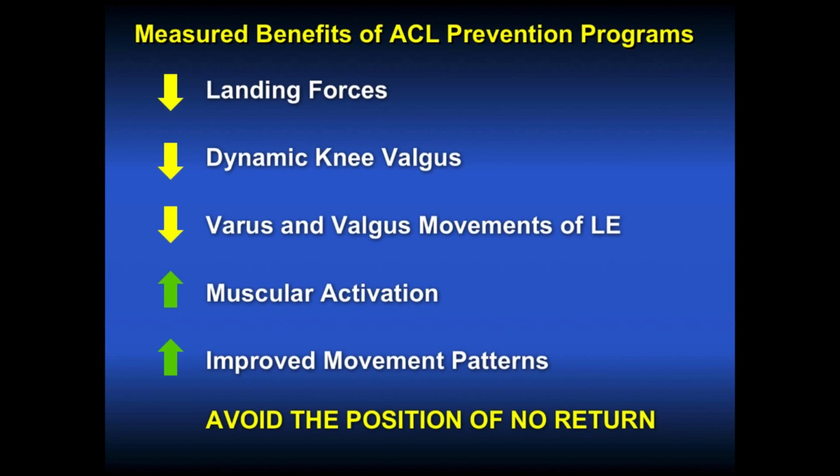ACL prevention programs are out there. They do work. It is difficult in a basic research scientific way to prove why they're working, since we don't really know the reasons for ACL failure. We know the categories, but we don't know the specific reasons, so what are we changing with prevention programs?